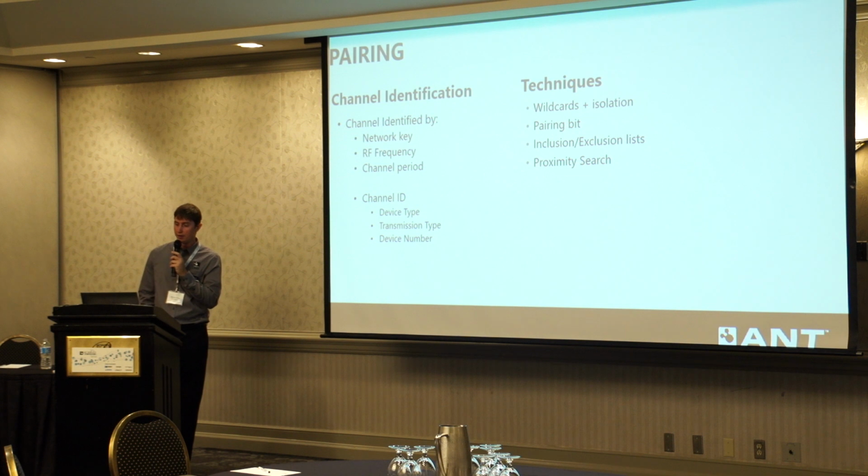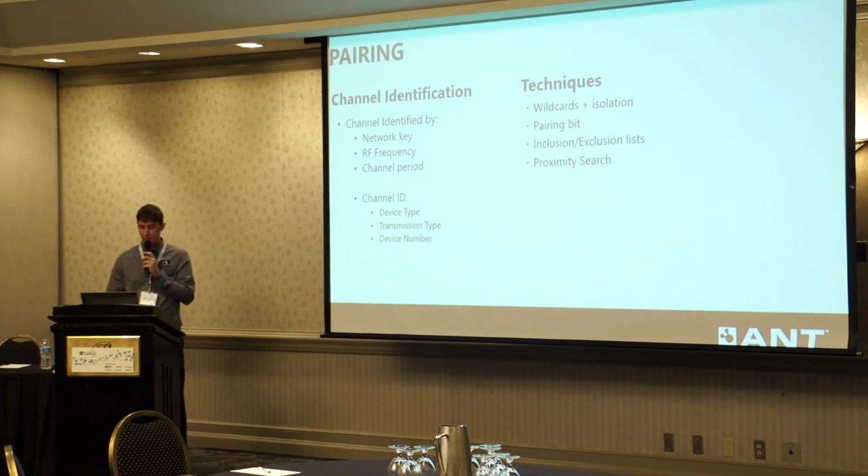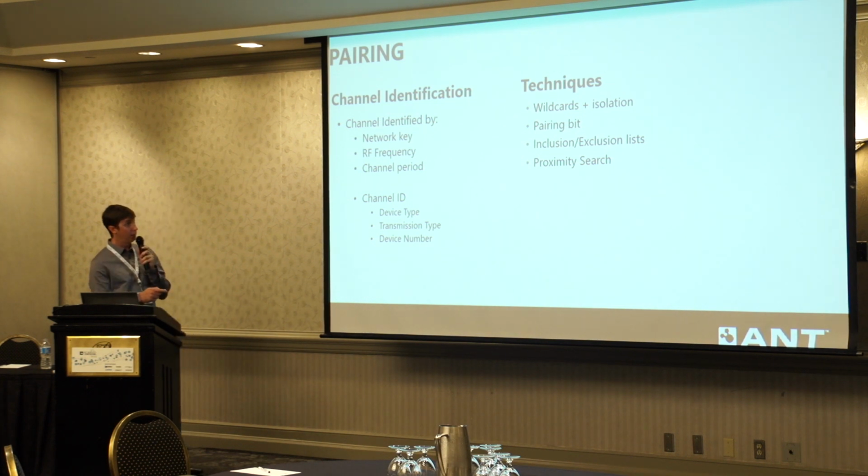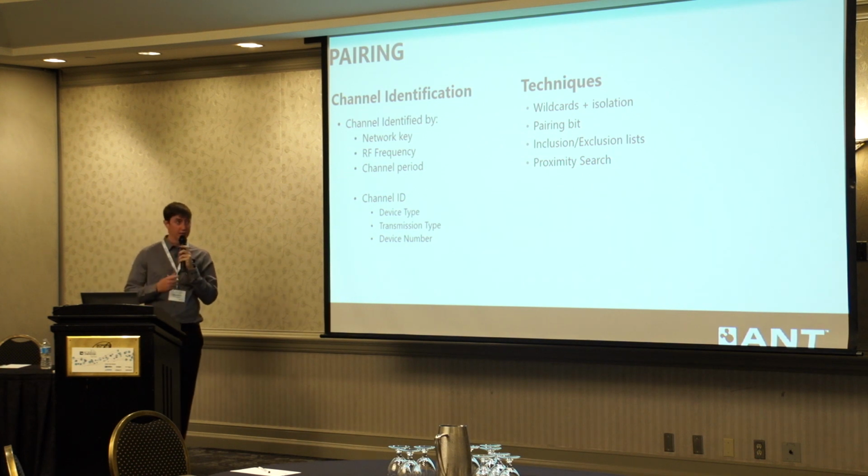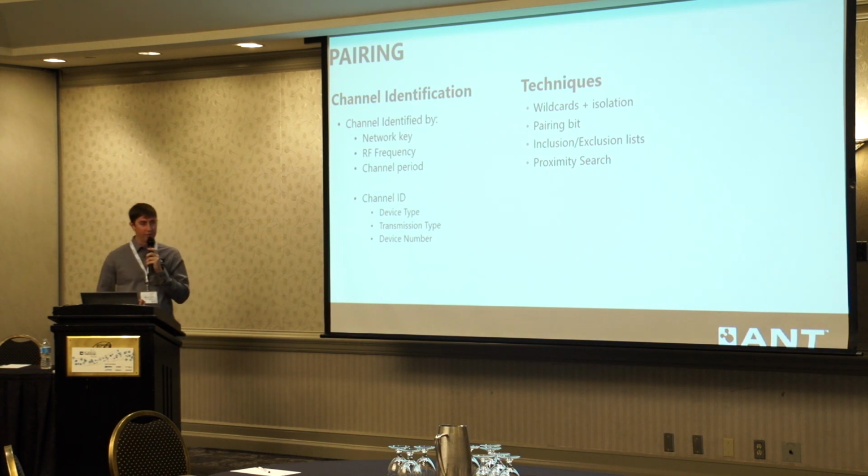So let's talk a little bit about pairing. The act of pairing is often difficult on different protocols, but ANT provides some mechanisms to make this a little bit easier. The first thing is by identifying different channel parameters. So the first one is by assigning a network key, a radio frequency, and a channel period. And then going even deeper, each ANT node is going to have a channel ID, and that can be split up between your device type, your transmission type, and device number. And that's essentially your identifier on how the master node will be identified.